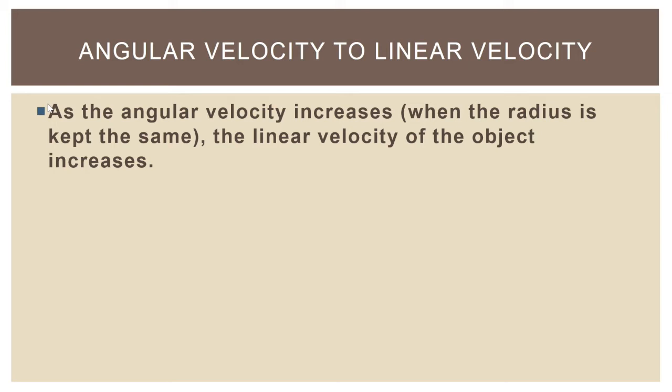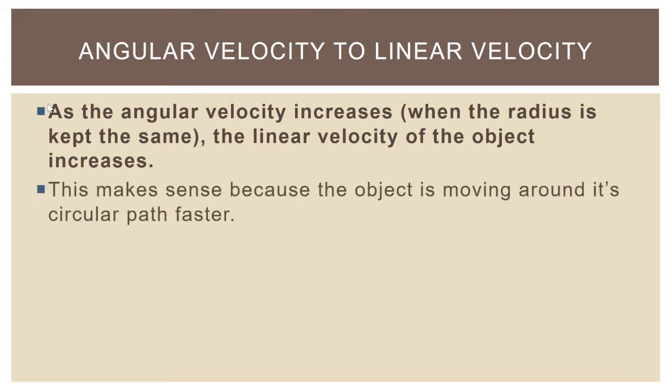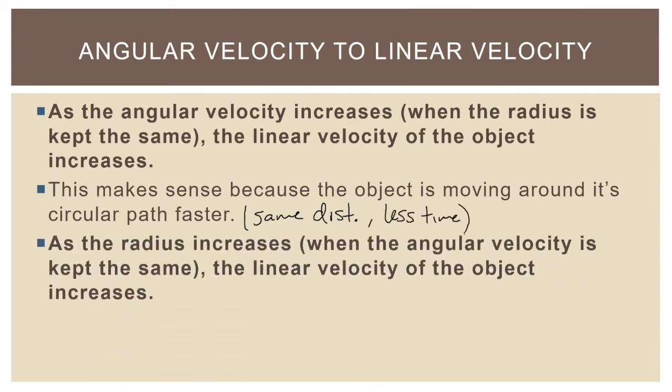Why does that make sense? Well, if the radius is kept constant, the object is moving around in a circular path, and it's doing that faster. It's moving the same amount of distance, but it's doing it in less time. And so let's actually go ahead and just write there, same distance, less time. That should make sense why the velocity is larger. Same distance, less time. What we also saw is that as the radius increases when the angular velocity is kept the same, the linear velocity of the object increases as well.